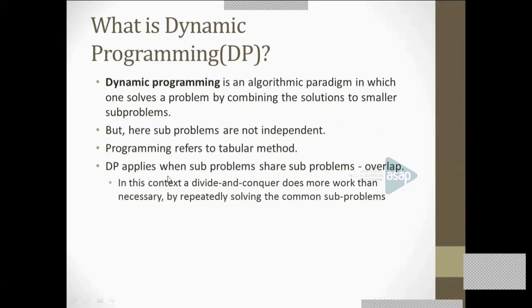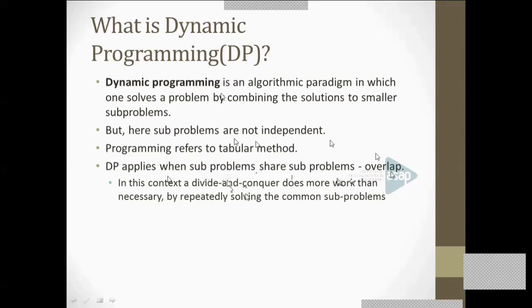Another thing is, dynamic programming is effective only when subproblems share subproblems. That is, an overlapping of subproblems. Otherwise, we have to apply divide and conquer. That means the same subproblem arises in different branches of the tree so that we have to solve it only once. Then we are saving our time. In this scenario, we can apply dynamic programming.